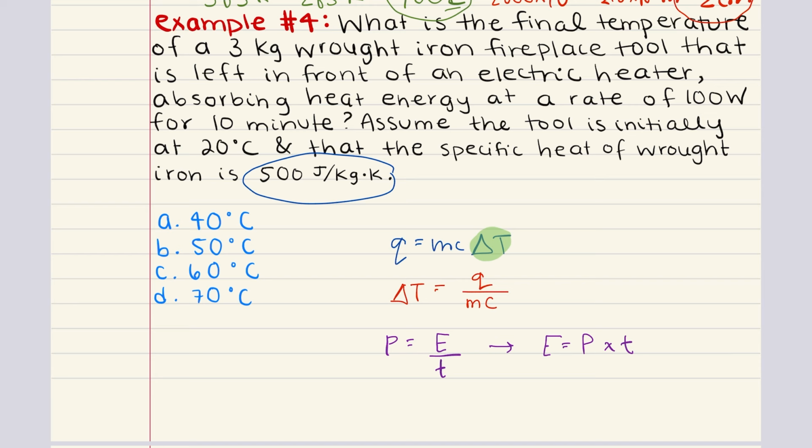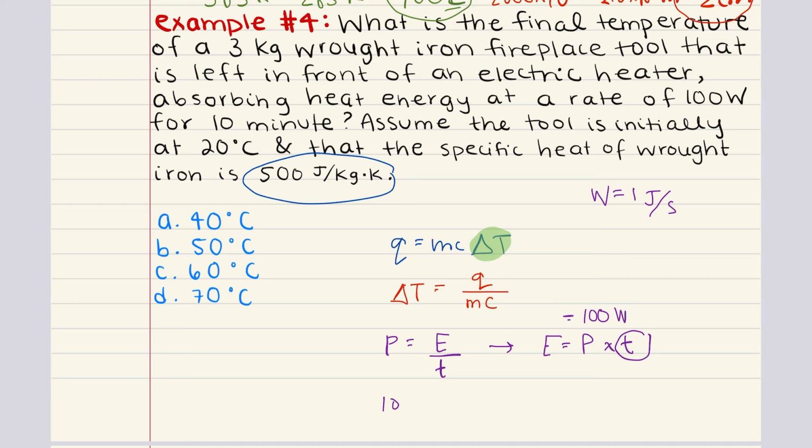Now, here's something that sometimes trips students up. We need to convert this 10 minutes into seconds because the power is in watts and 1 watt is equal to 1 joule per second. So let's write that down. The power is 100 watts. Watts are equal to 1 joule per second. So our time cannot be in 10 minutes. It needs to be in seconds.